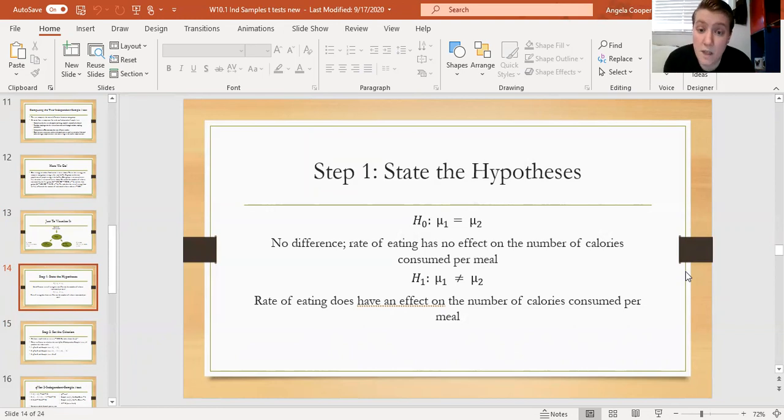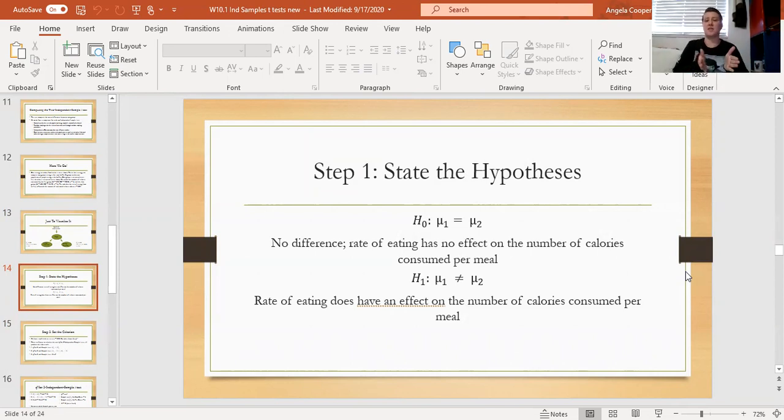Well, actually, Megan, we have 2 populations that we're looking at. We're looking at the rate. Remember, our groups were the rate of eating, where one was eating slowly and the other was eating quickly. So now we're using an independent samples t-test to see the effect of how fast or slow you eat on how many calories you consume. So we have 2 populations actually now. We have people who eat slow and people who eat fast.